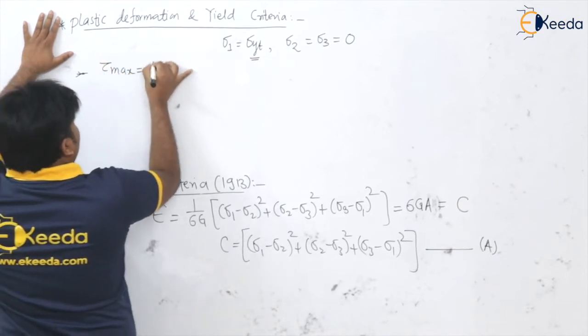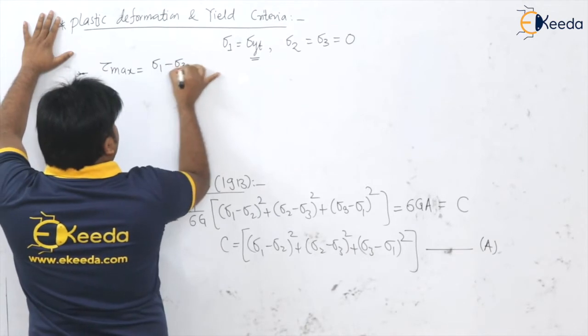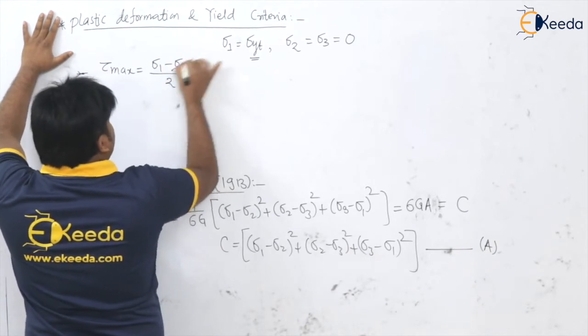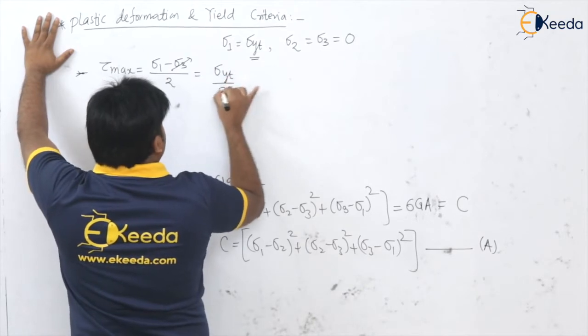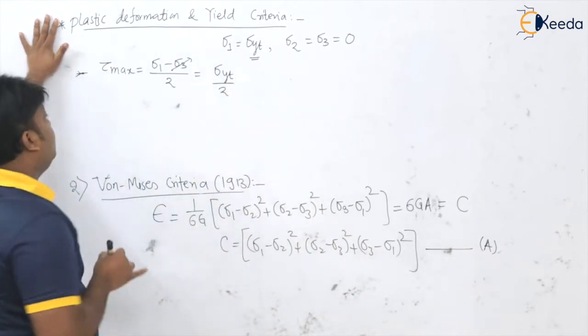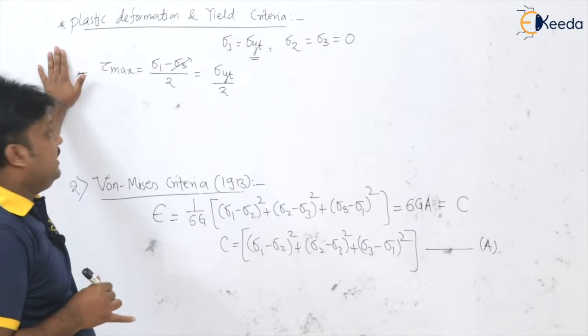Tau max is equal to (sigma 1 minus sigma 3) by 2, then sigma 3 becomes 0 and sigma 1 is equal to sigma yt by 2. So this is in case of the Tresca's criteria.